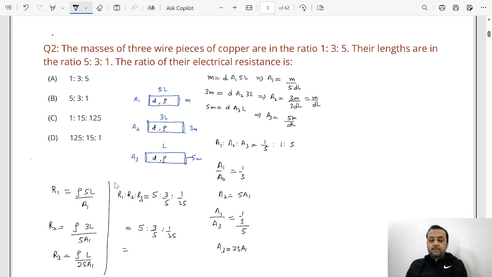Okay, now if you want to get this in proper numbers, what you can do is multiply this entire ratio by 25. So 25 into 5 will become 125, 25 into 3 by 5 will become 15, and 25 into 1 by 25 will become 1. So the answer will be 125 is to 15 is to 1, which is option D, right?